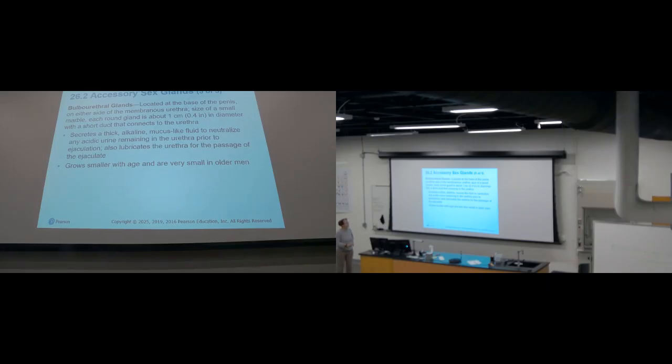Okay, so the bulbourethral glands are located at the side of the membranous urethra. They are the size of a marble, so they are very small, around 0.4 inches or 1 centimeter in diameter. Again, they secrete a thick alkaline mucus-like secretion that neutralizes the pH of the urethra in males and lubricates the urethra.